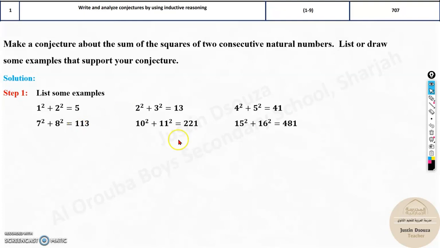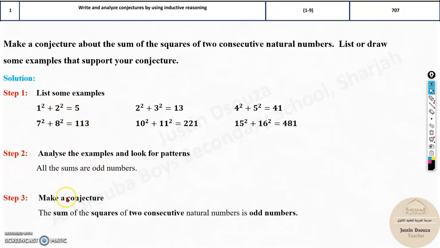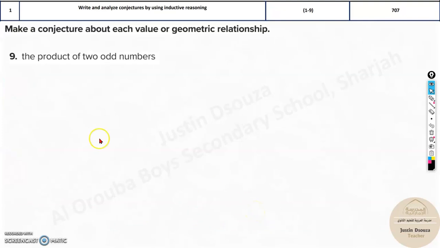What is it? Does it end only with 1? No, 3, 5. But if you look closely, you will come to know that all these sums are odd numbers. So the conjecture is the sum of squares of 2 consecutive natural numbers is an odd number. That's it. Similarly over here, the product of 2 odd numbers. You need to take some examples. Take 2 examples over here.